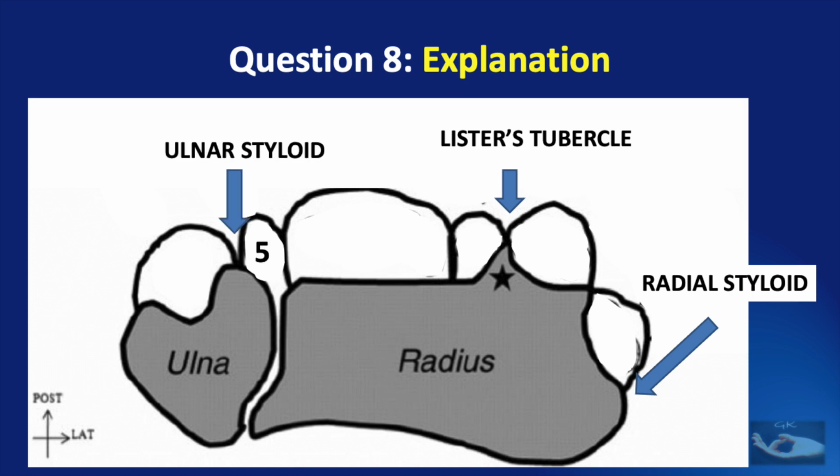The ulnar styloid is the protuberance on the dorsal aspect of the lower end of the ulna. This forms the ulnar border of the fifth dorsal compartment and the radial border of the sixth dorsal compartment. And finally, the ulnar head on the ulnar border of the lower end of the ulna bone. You will note that the sixth dorsal compartment is a groove between the ulnar styloid and the ulnar head.